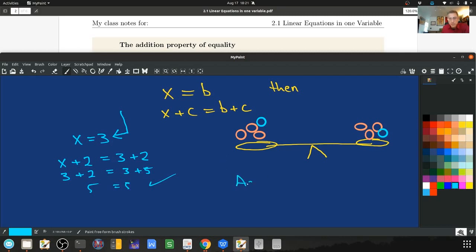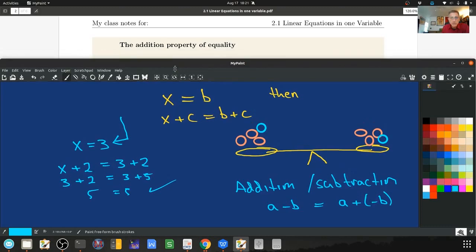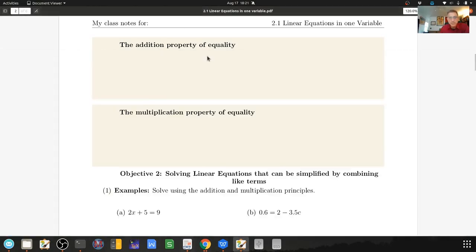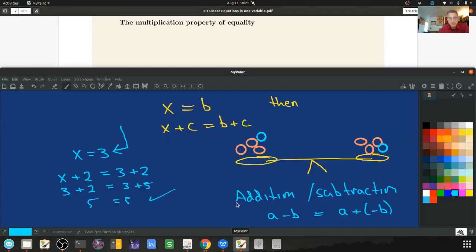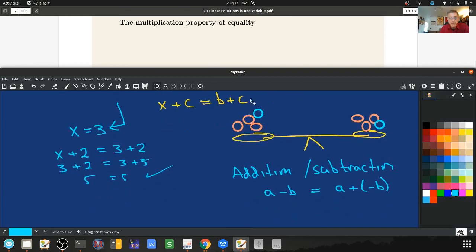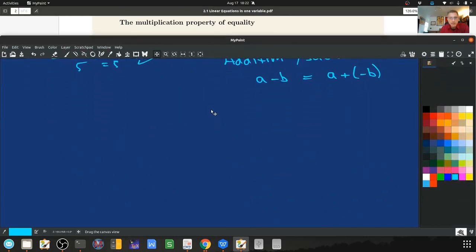And remember, when we use in mathematics the word addition, we also include the addition of negative numbers, which is known as subtraction. So just a reminder, a minus b is the same as a plus the additive inverse of b. So we're going to be using the addition property of equality and the multiplication property of equality as well. So the multiplication property of equality, slightly different.